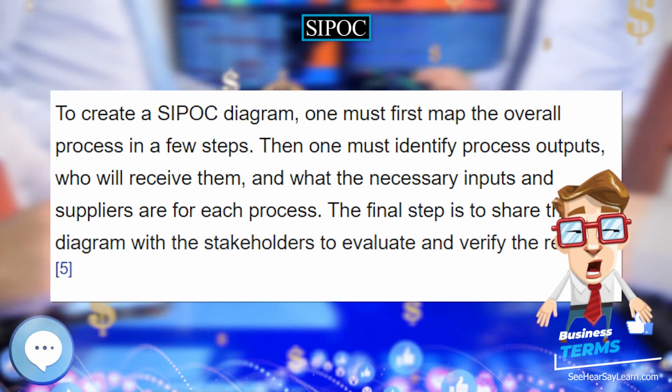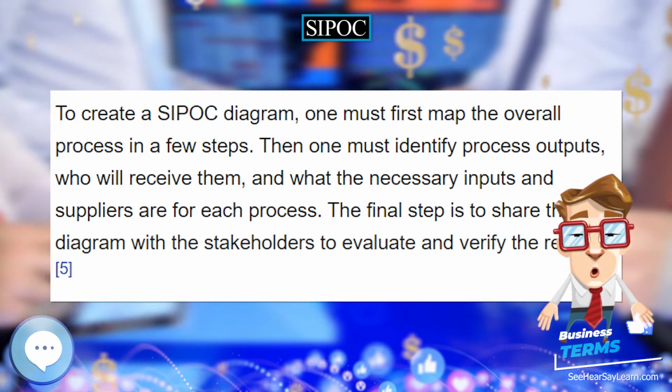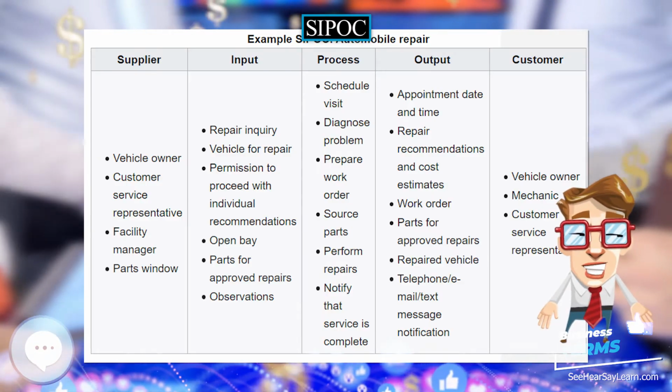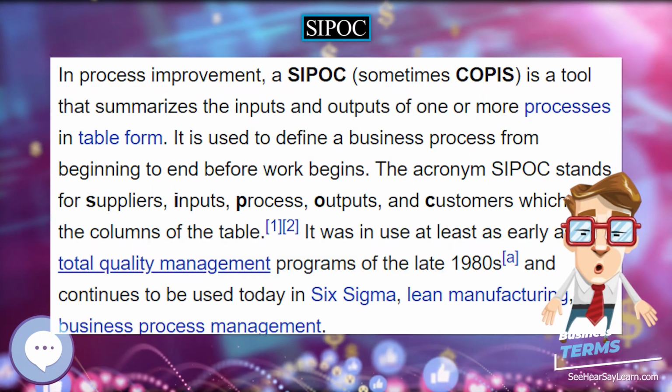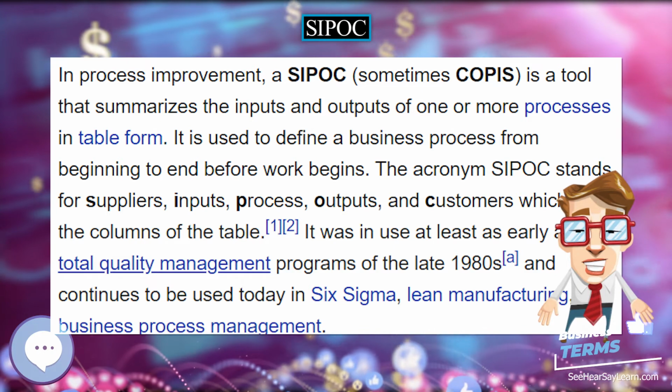The SIPOC is often presented at the outset of process improvement efforts such as Kaizen events or during the define phase of the DMAIC process. It has three typical uses depending on the audience.